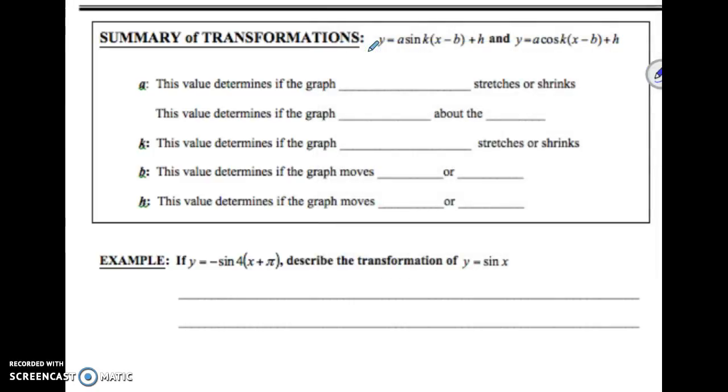So our a value, which is in front of the function, right, a sine k or a cos k, this a value determines if the graph vertically stretches or shrinks. This value determines if the graph reflects about the x-axis as well. So if it's a negative value, then it's going to flip things over the x-axis. This changes what we call our amplitude. Okay, this changes our amplitude. That's how you will hear it referred to.